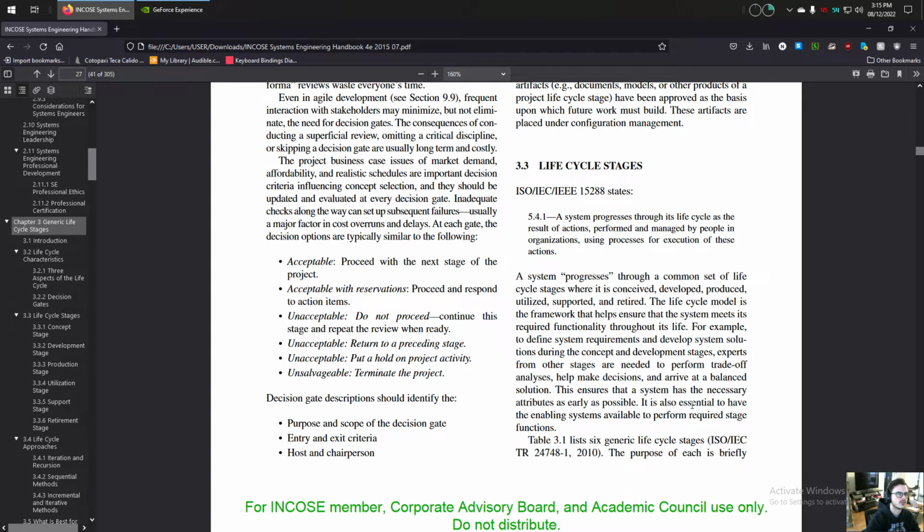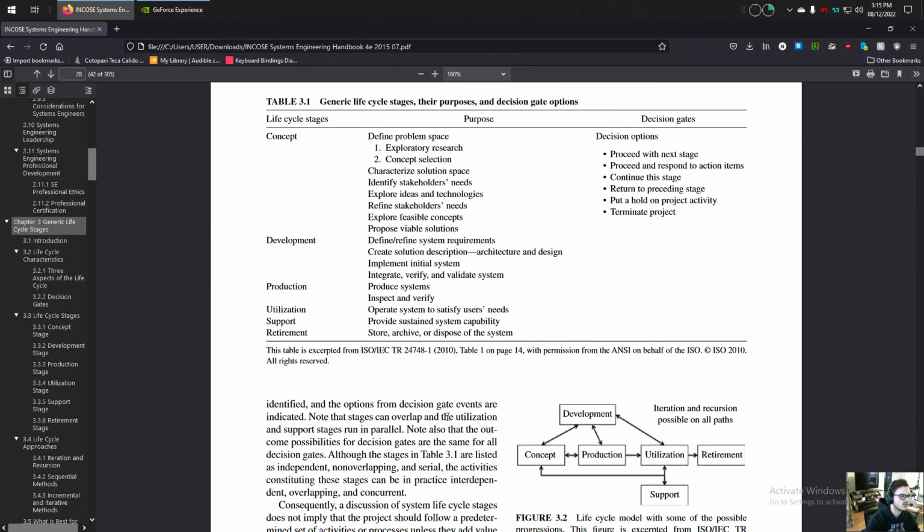It is also essential to have the enabling systems available to perform required stage functions. Table 3.1 lists 6 generic lifecycle stages. The purpose of each is briefly identified, and the options from decision gate events are indicated. Note that stages can overlap, and the utilization and support stages run in parallel. Note also that the outcome possibilities for decision gates are the same for all decision gates. Although the stages in Table 3.1 are listed as independent, non-overlapping, and serial, the activities constituting these stages can be in practice interdependent, overlapping, and concurrent.